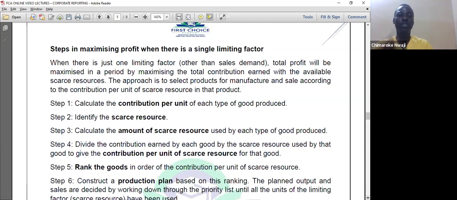Now, when there is just one limiting factor other than sales demand, the total profit will be maximized in a period if we maximize the total contribution earned with the available scarce resources. How do we do that? We said before, contribution is much more important than profit. This is because you cannot make a profit if you don't have a contribution.